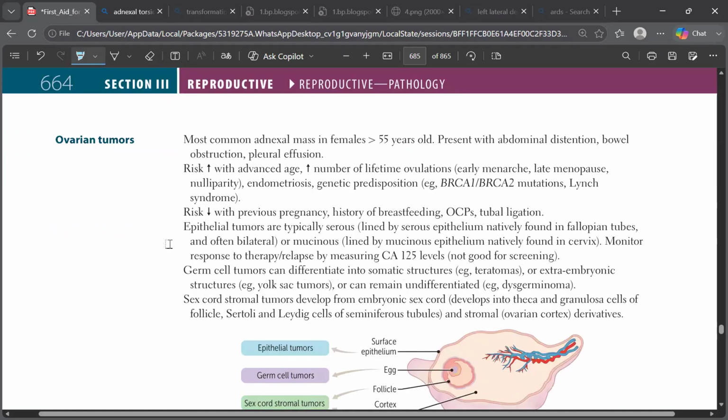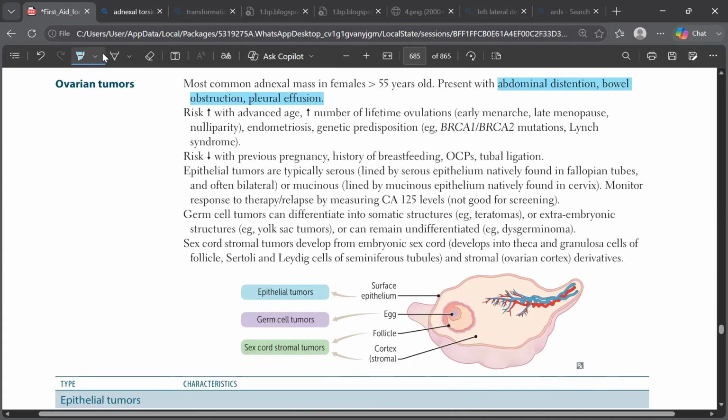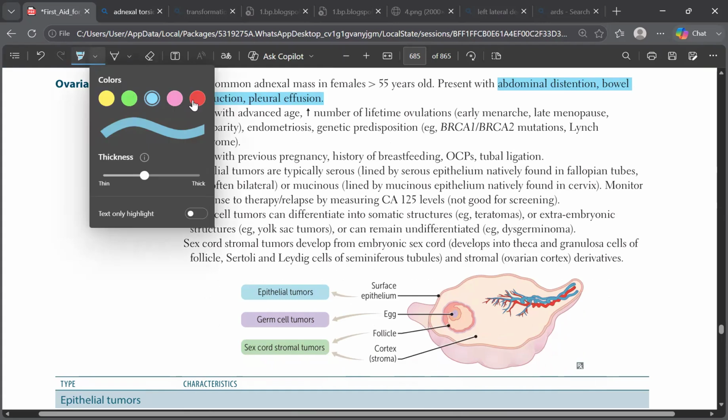Moving on to ovarian tumors, which is a very interesting topic. It is the most common adnexal mass in females greater than 55 years old. It presents with abdominal distension, bowel obstruction, and pleural effusion. So the abdomen will be distended, the bowels will be obstructed, and the pleura will have an effusion.